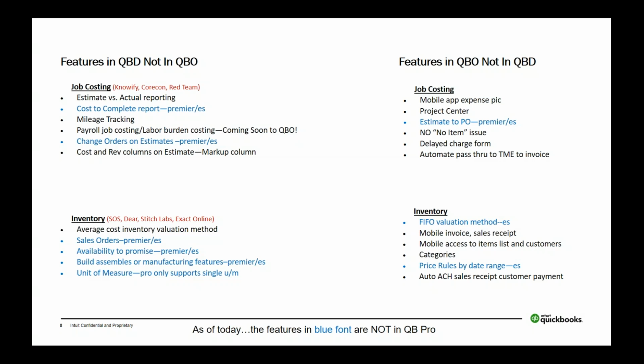I don't know how many inventory clients you have. Everything in blue, though, that's not in Pro either. You need Premier or Enterprise for those. Pro doesn't have any sales order fulfillment, right? It doesn't have multiple units of measure. It has a single unit of measure.